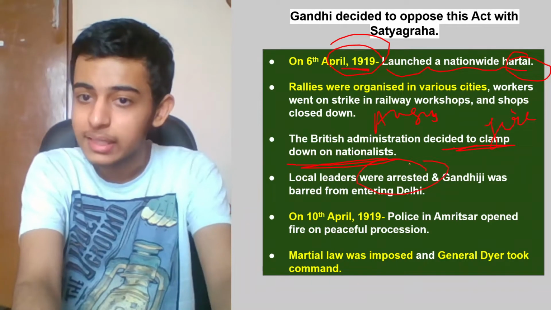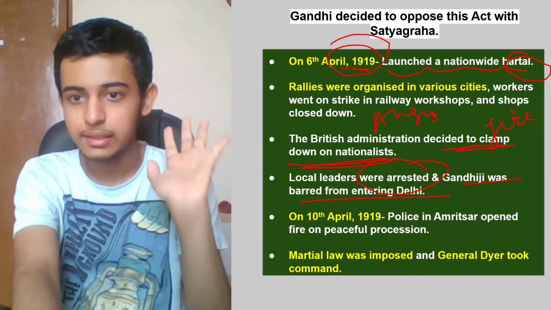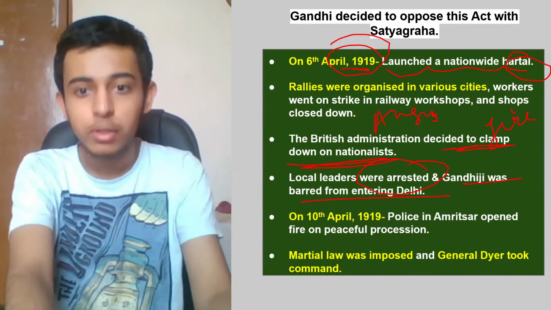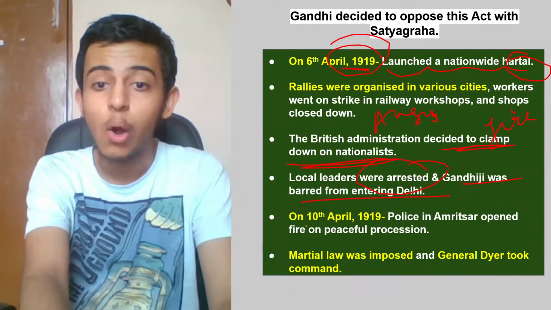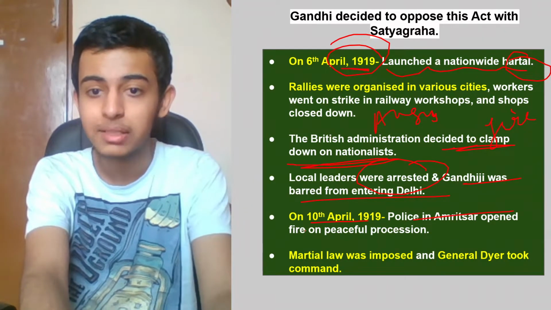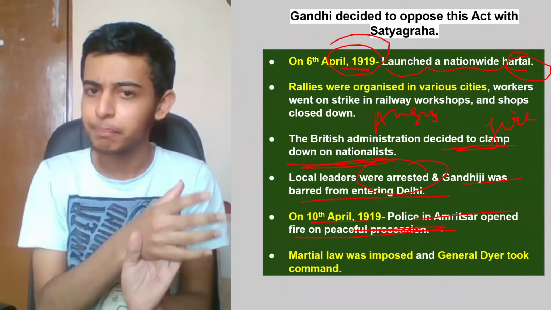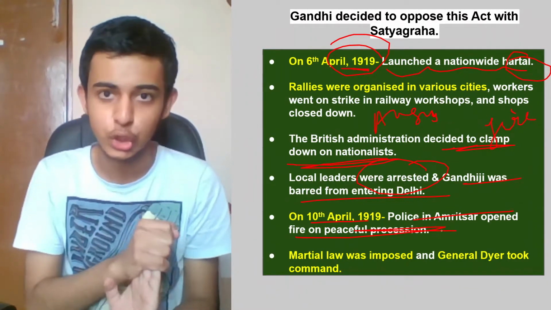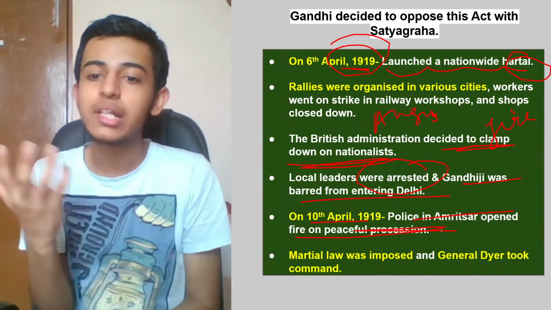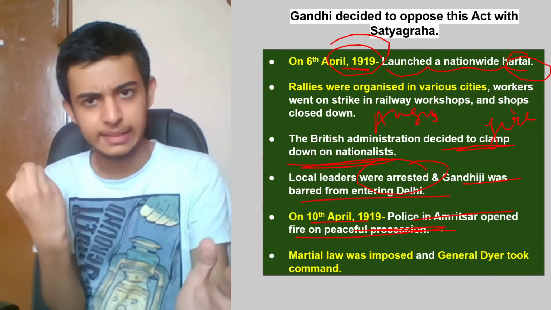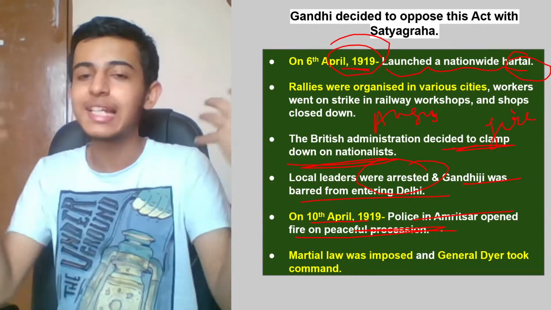Local leaders were arrested. Gandhiji was barred from entering Delhi, right? So Gandhiji was not allowed to enter Delhi. Now, a very important board question, that is the Jallianwala Bagh massacre. Very, very important. On 10th April 1919, police in Amritsar opened fire on a peaceful procession. During this time in April, there is the Baisakhi festival for the Punjabis and Sikhs. So, what happened in Amritsar? Some people went to Jallianwala Bagh for protesting against a British policy. Some went for attending the Baisakhi fair.